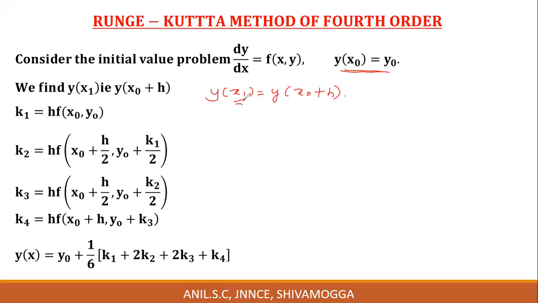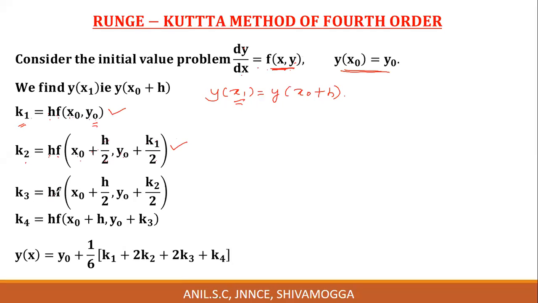To find y of x1, we find four components, namely k1, k2, k3, and k4. First, k1 is given by h into f of x0 comma y0, where f of x comma y is specified by dy by dx is equal to f of x comma y. Similarly, k2 is given by h into f of x0 plus h by 2, comma y0 plus k1 by 2. Do not confuse these formulae.